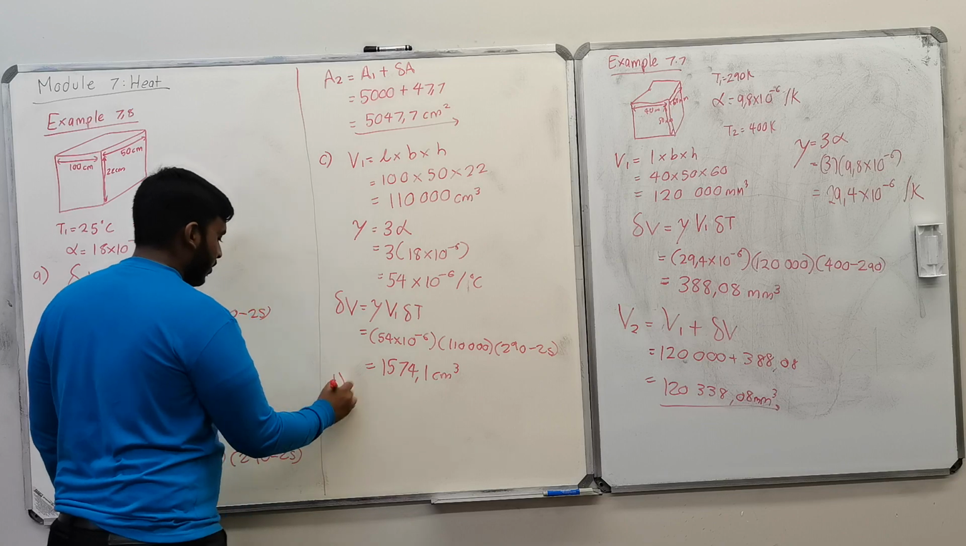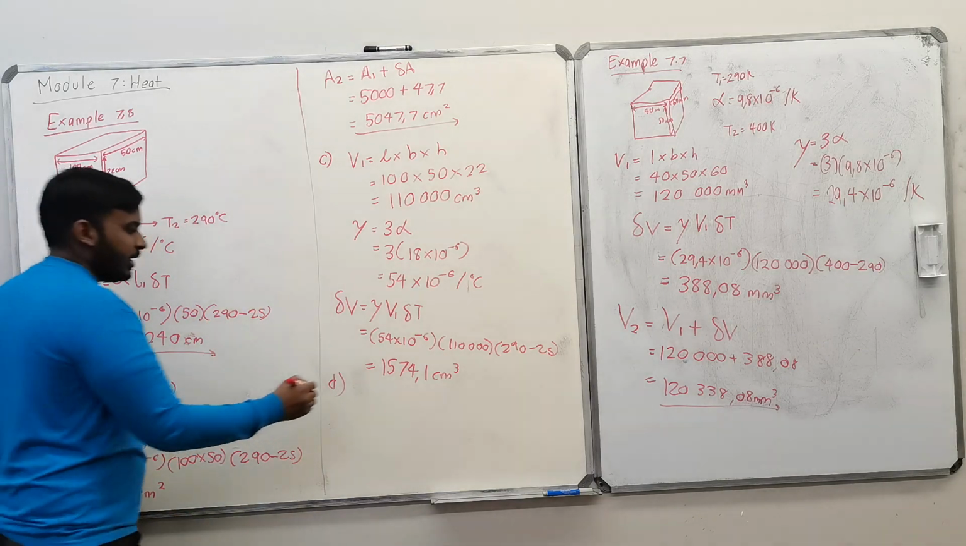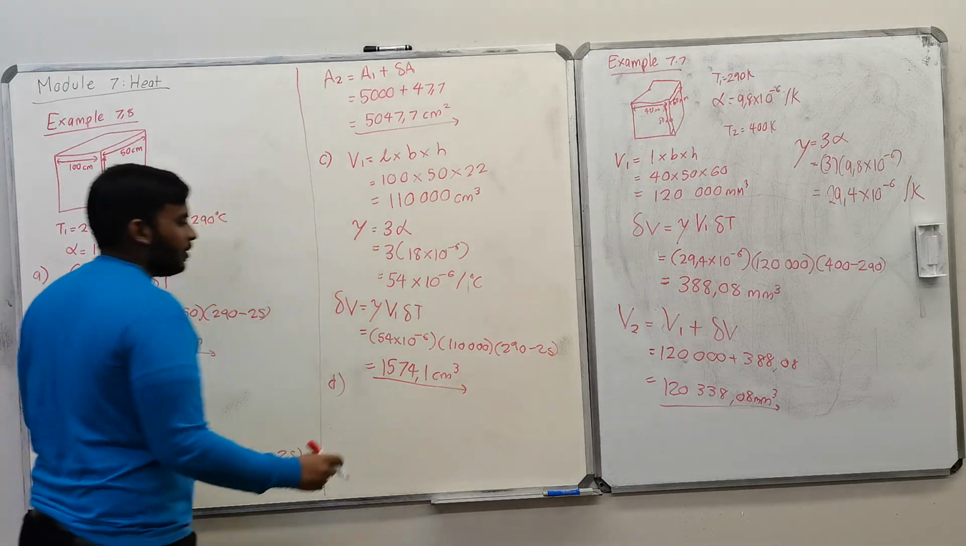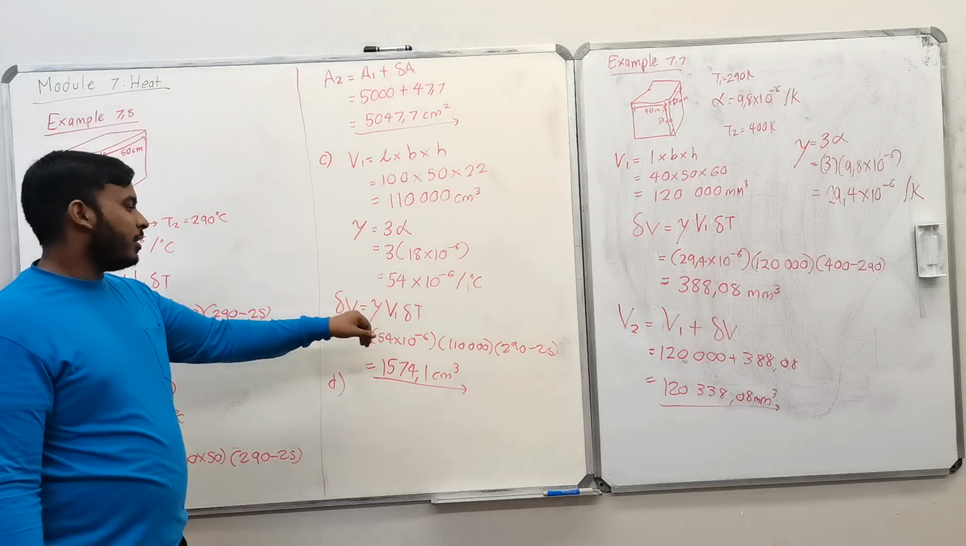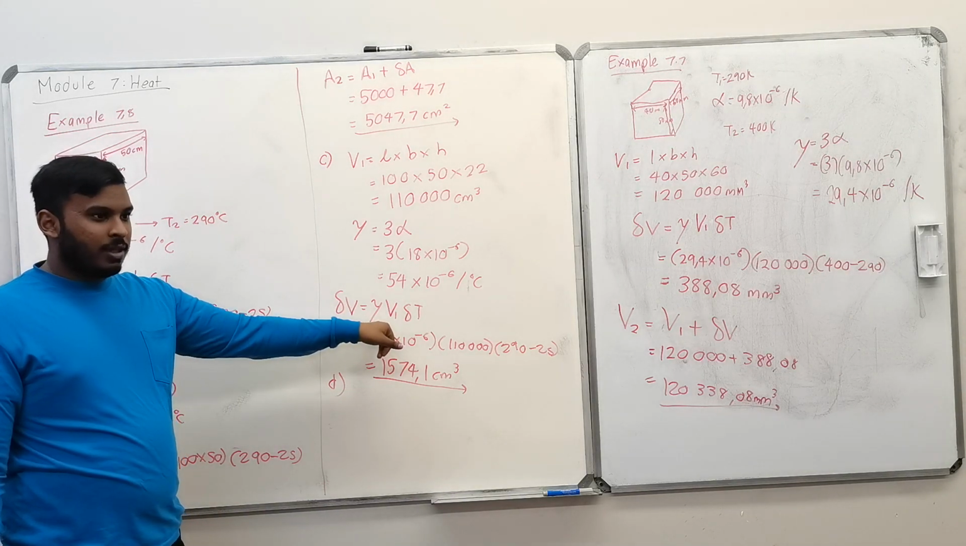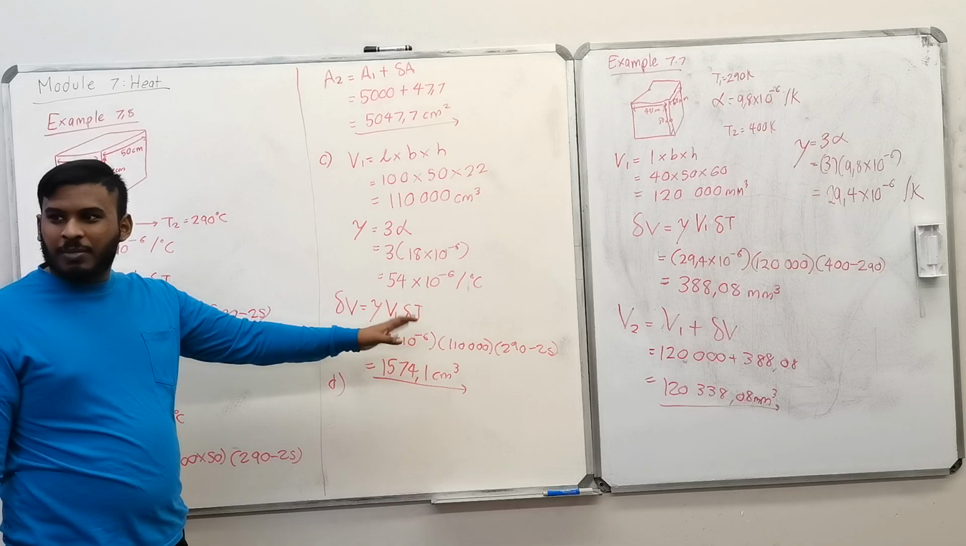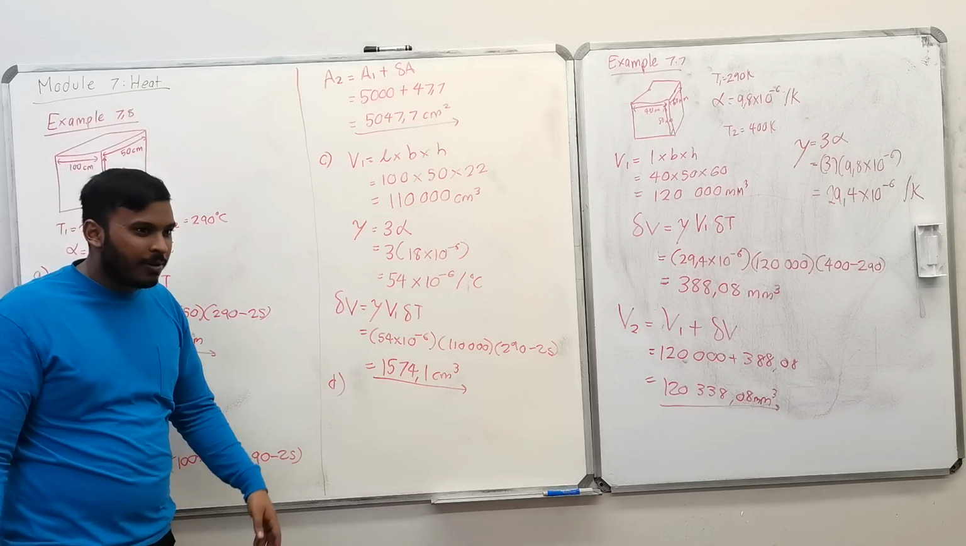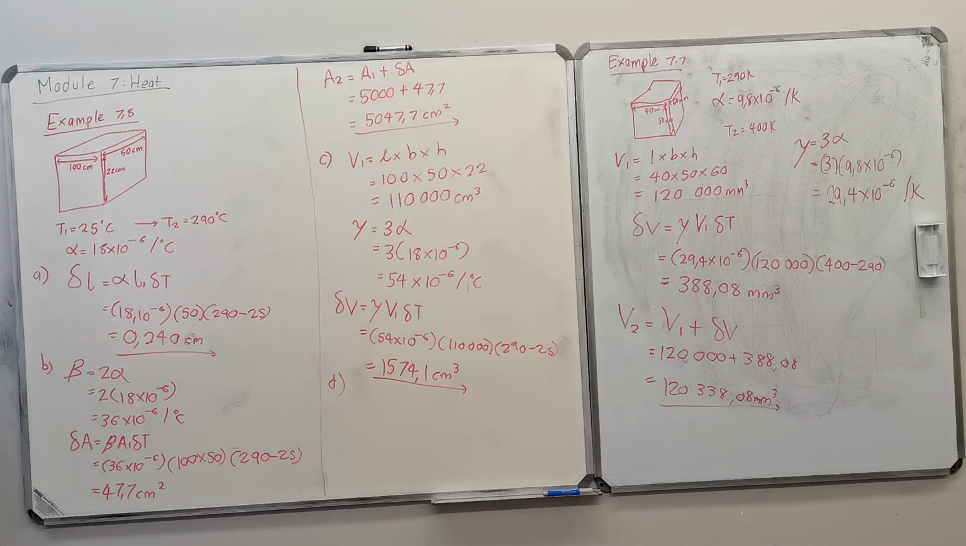1574.1 centimeters cubed. You can understand what we did here, right, guys? Looking at the formula, we didn't know the value of this, and we could have just substituted for that, but it works here. You'll see why with the question they asked next: the percentage increase of volume.